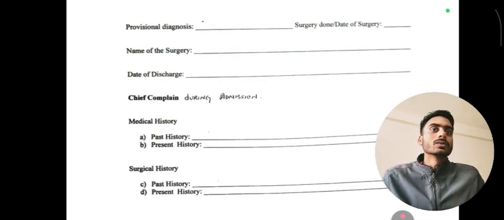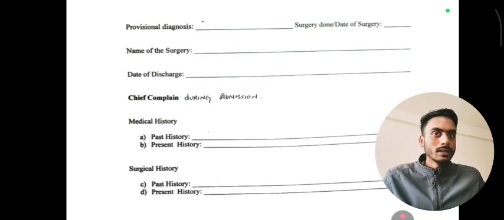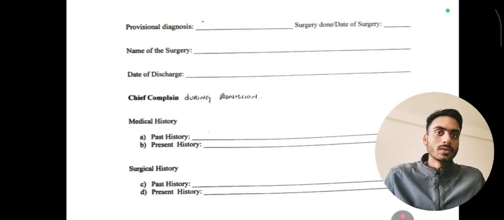Okay, so then surgery done. If surgery is done then you have to write the date, okay, and name of surgery, what was done to the patient, right? And date of discharge. Mostly if you collect the history of the patient, at that time discharge planning will not be done. Okay, so that time you just write not yet planned discharge. Okay, chief complaint during admission, it means if patient is coming into our hospital, that time patient having some complaint. Okay, so this is known as chief complaint.